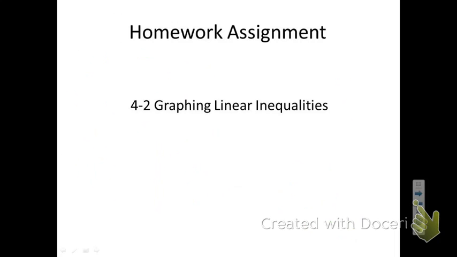And that is all I have. Your assignment is graphing the linear inequalities. Good luck.